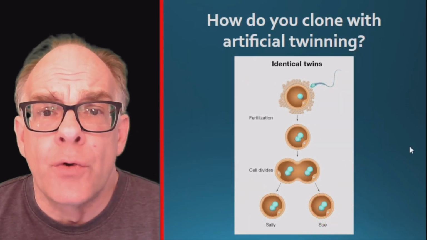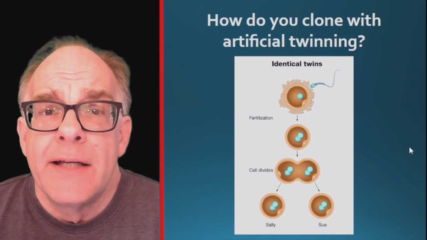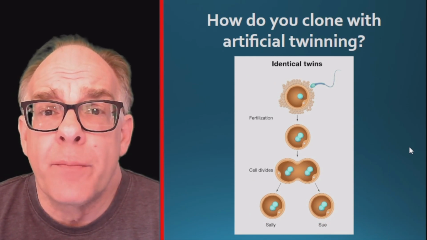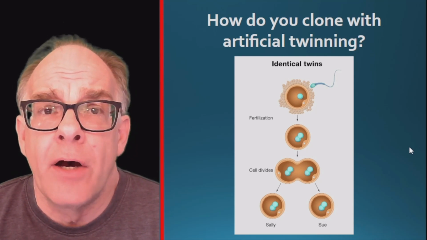One of the earliest forms of cloning was a form called artificial twinning. And so again, in order to understand what occurs in the process of artificial twinning, we need to look at what happens with the creation of an identical or monozygotic twin.